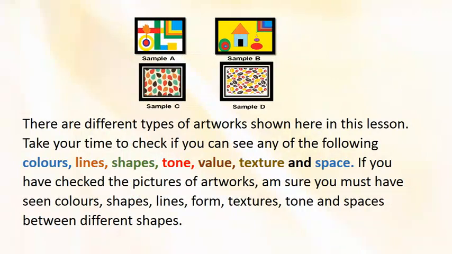Take your time to check if you can see any of the following: colors, lines, shapes, tone, value, texture, and space. If you have checked the pictures of artworks, I'm sure you must have seen colors, shapes, line, form, textures, tone, and spaces between different shapes.